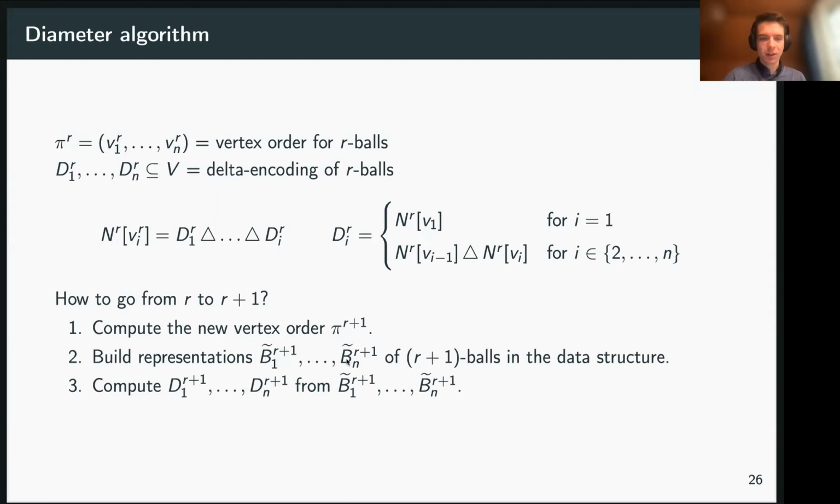It turns out that the second step can be done quickly. We'll show how it works in a second. And once we have these representations built in the data structure, we can just use the find differences operation, which lists differences between two sets in the data structure, to compute the new delta encoding.